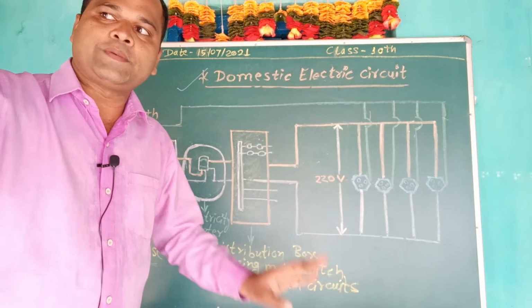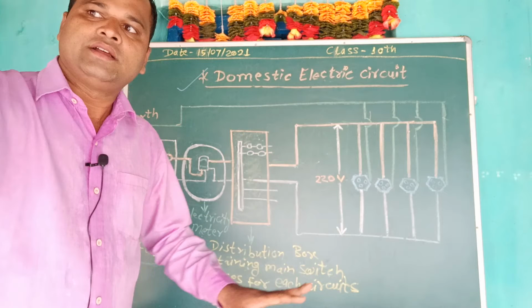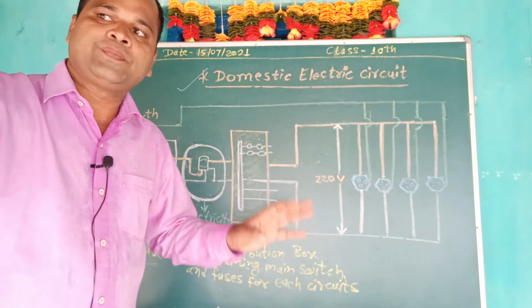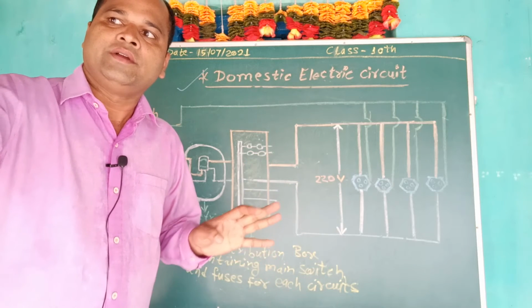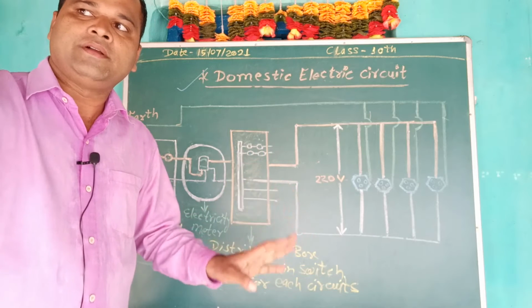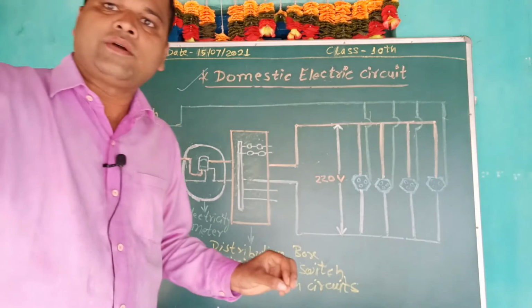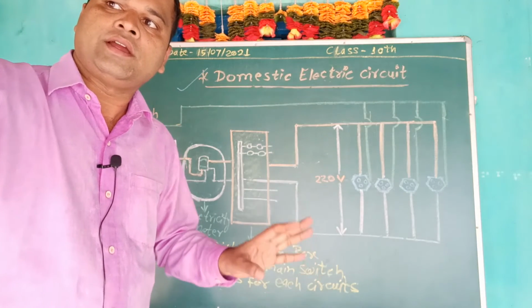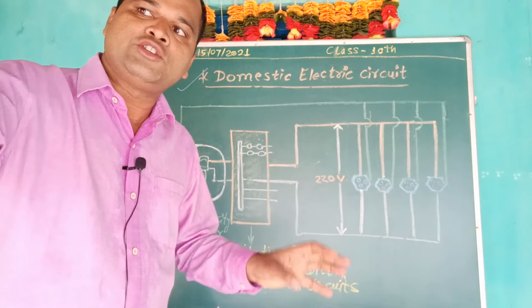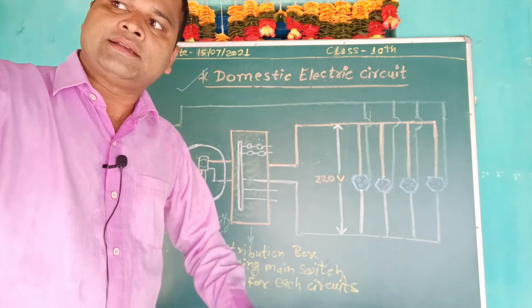Often two separate circuits are used: one of 15 ampere current rating for appliances with higher power ratings such as geysers, air coolers, etc. The other is of 5 ampere current rating for bulbs, fans, etc. And the earth wire, which has green insulation, is usually connected to a metal plate deep in the earth near the house.